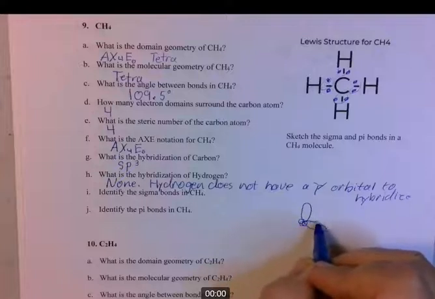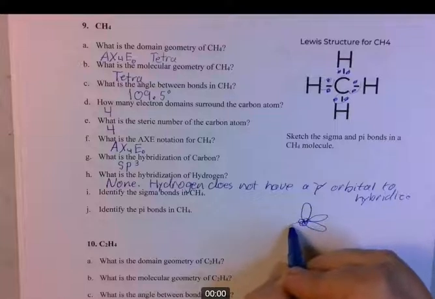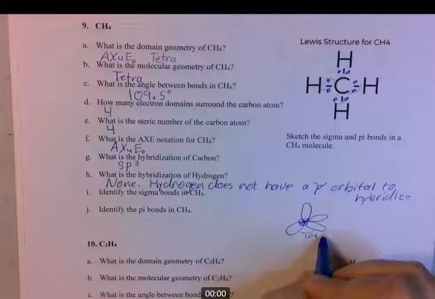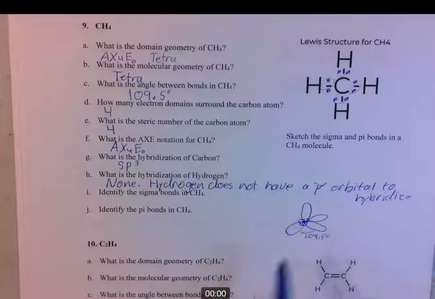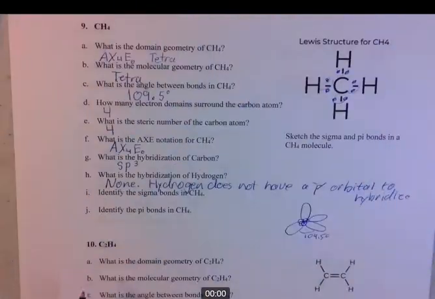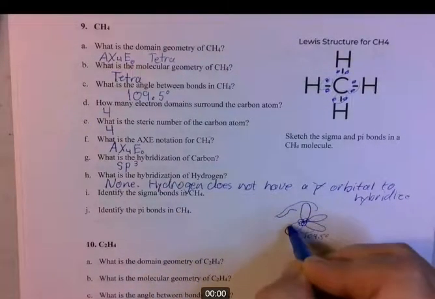Another one going kind of down here away from you. And then another one coming kind of out towards you again. Again, these are all 109.5 degrees. And that's what it looks like. It's tetrahedral. Anyway, use your imagination. It's going to look like that. All right? Okay, identify the sigma bonds.